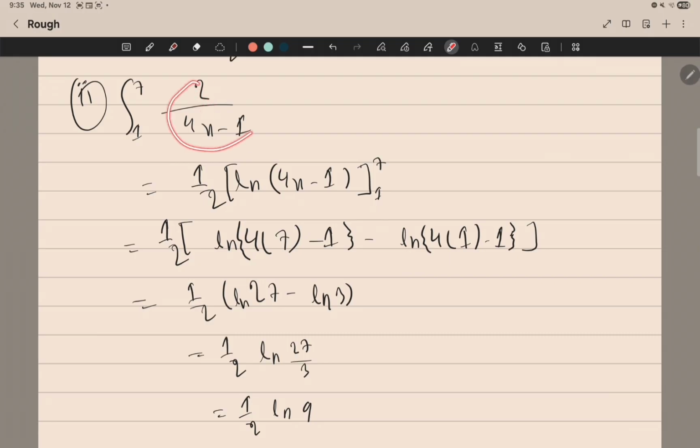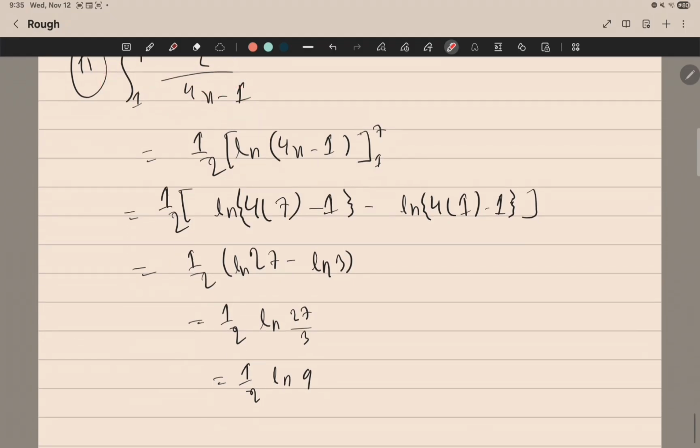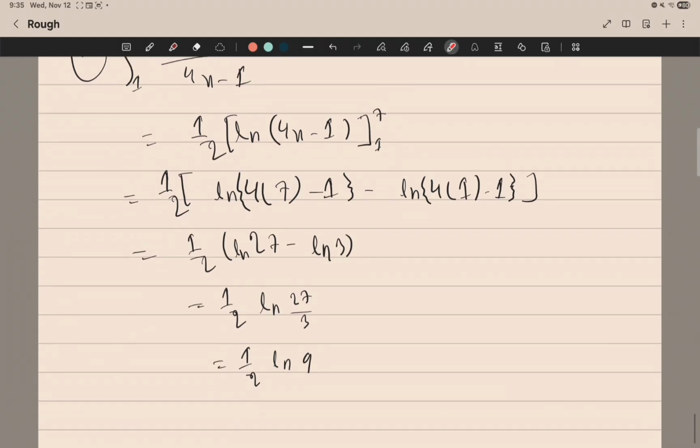Put this equation in a calculator. The value is 1.0986 and it goes on. Let me check the value of half ln 9, and it matches the value. Half ln 9 is the correct answer.